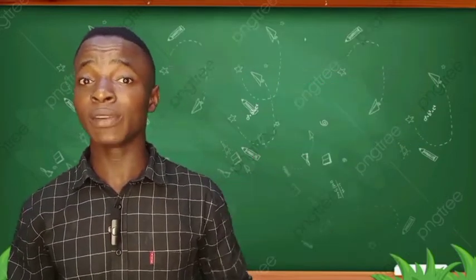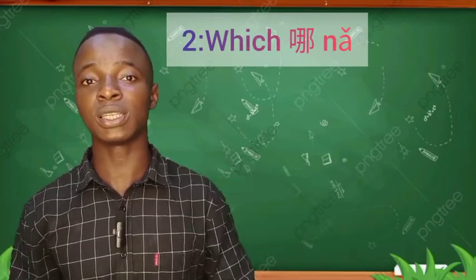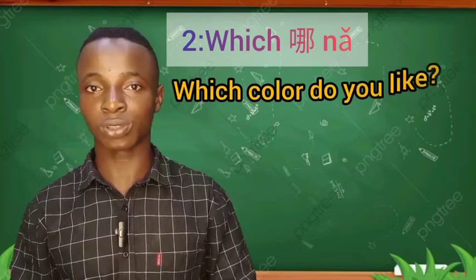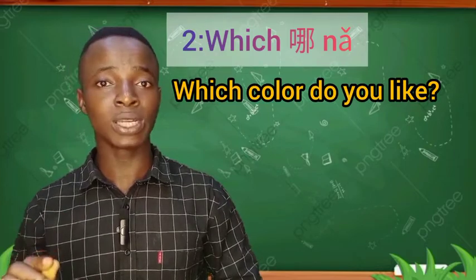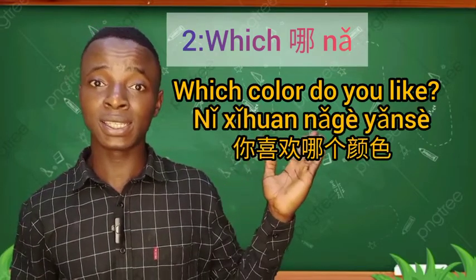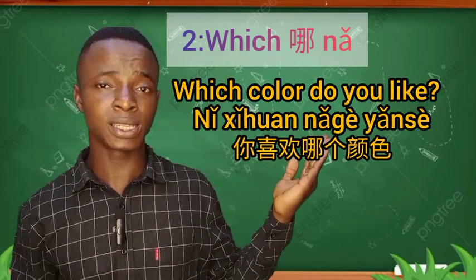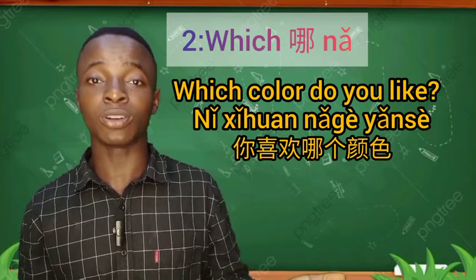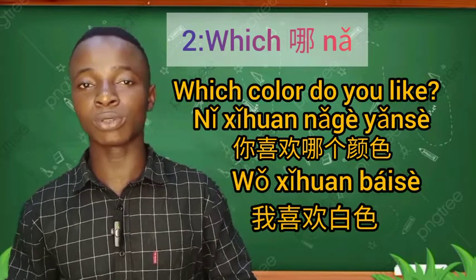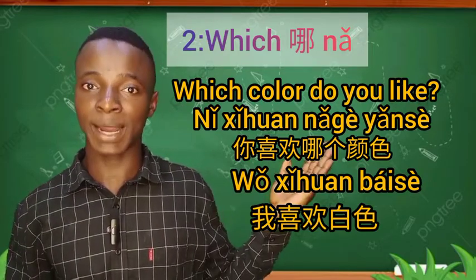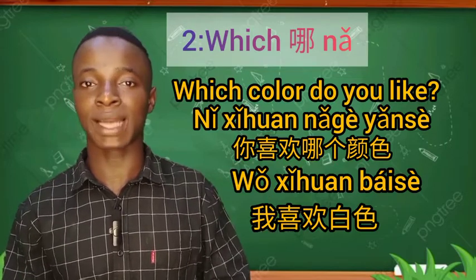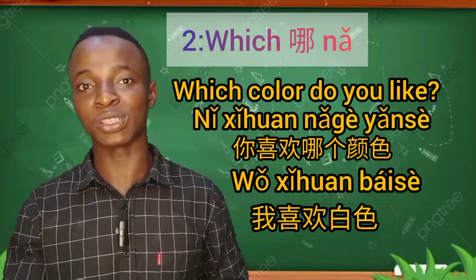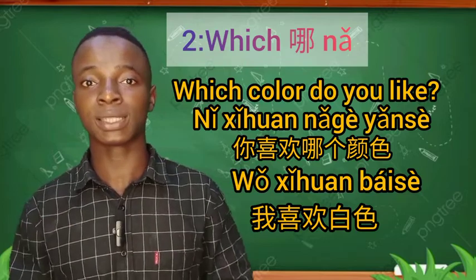Let's see the second question. The second question we have is which. Which is pronounced as na. For example, last time we asked a question. Which color do you like? 你喜欢哪个颜色？ For example, I like white colors. I will say, 我喜欢白色。At least you've seen how we've been able to change only the question word to a new information. So, 我喜欢白色。I like white colors.